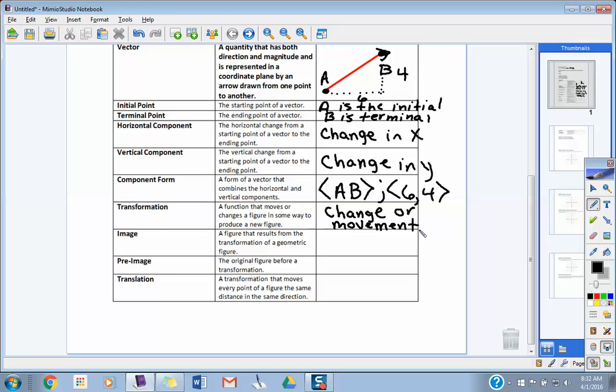Okay, you're going to hear this term, image. An image is a figure that results from a transformation of a geometric figure. Okay? I always like to tell kids this. An image is labeled with stuff like this. I'm just going to draw a triangle. You do the same thing. And I'm going to put up here A prime, like this. Okay, an image is always labeled with some kind of a prime. It's like an A and then an apostrophe right there. The image is always like the ending figure. Okay? It's like, what did you end up with?